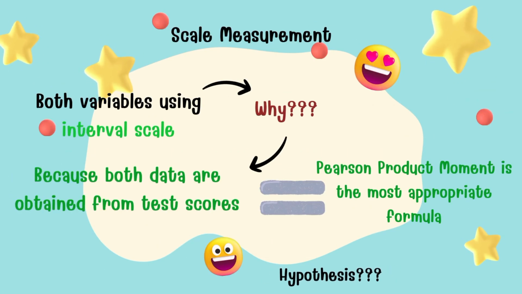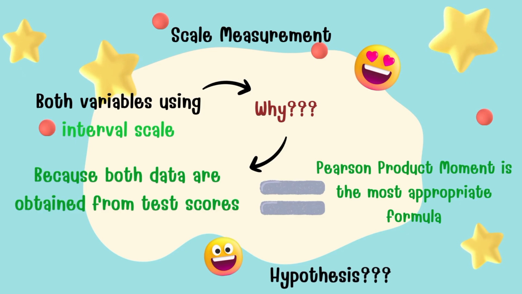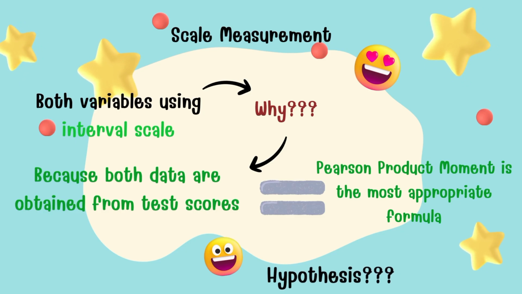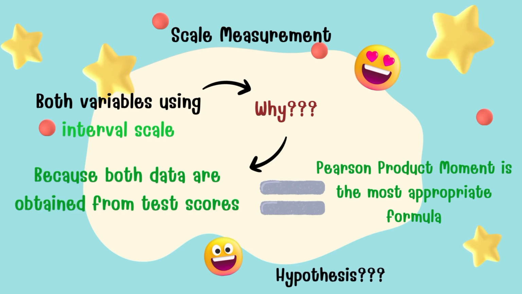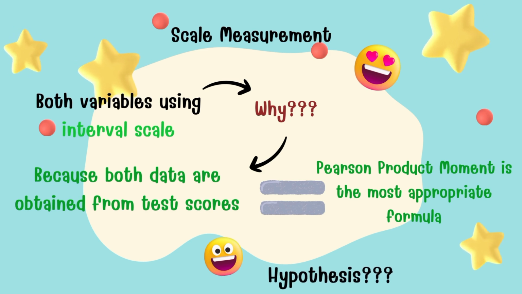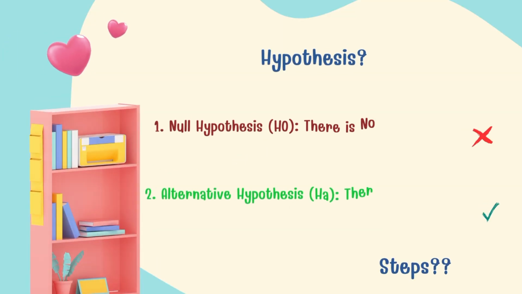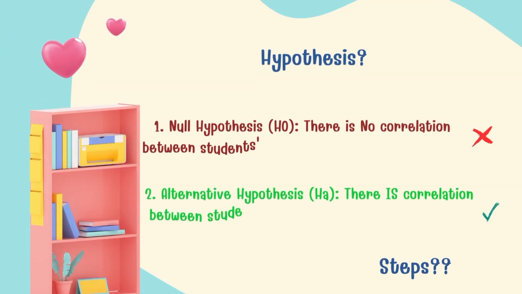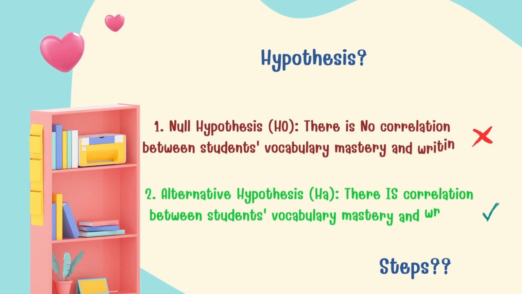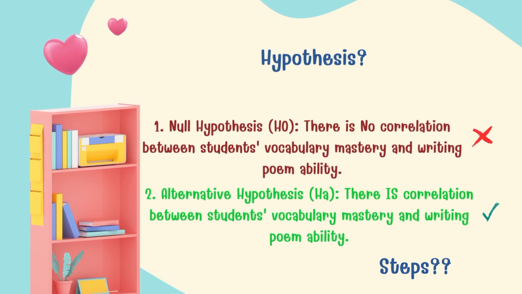For the scale measurement, both variables use an interval scale. Why? Because both data are obtained from test scores. It means that Pearson product moment is the most appropriate formula to test the hypothesis. The null hypothesis states that there is no correlation between two variables, while the alternative hypothesis states that there is a correlation between two variables.